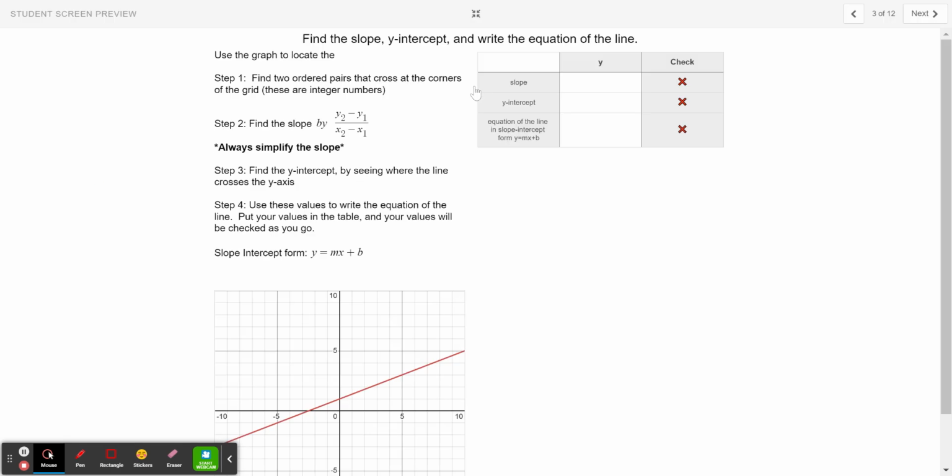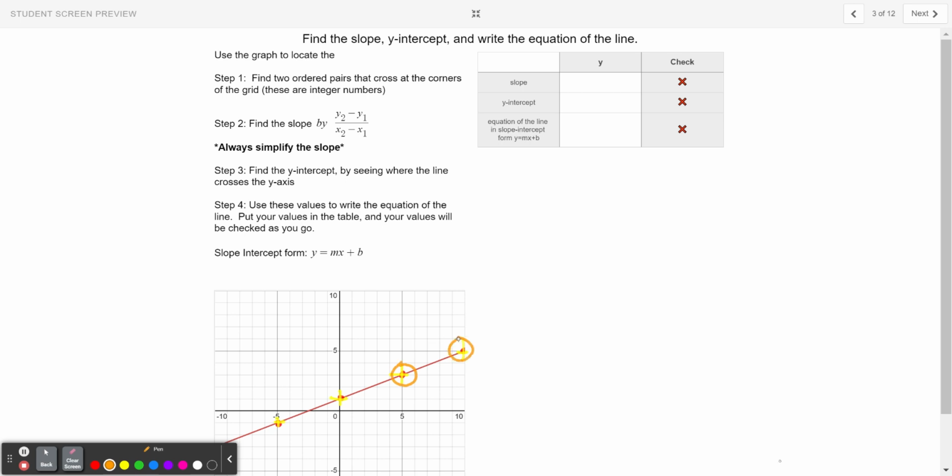So for slide number 3, it says step 1, find 2 ordered pairs that cross at the corners of the grid. So honestly, all of these cross at the corners. Even this one over here. How I know that, if you look at the grid behind it, it's on the intersection of the grid behind it. So you get to pick any 2 ordered pairs.